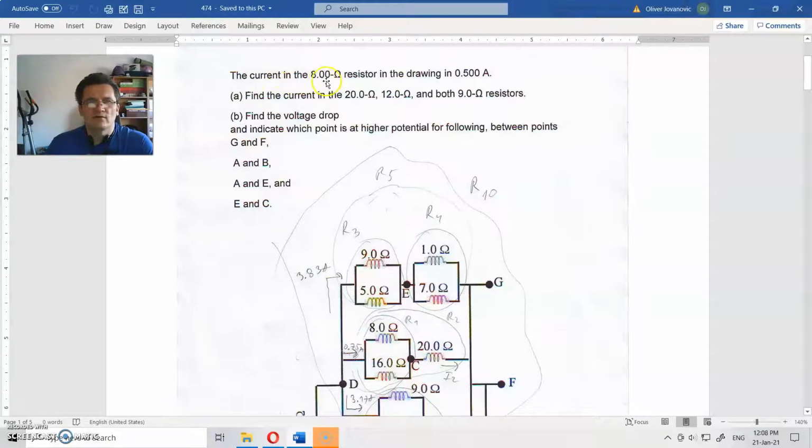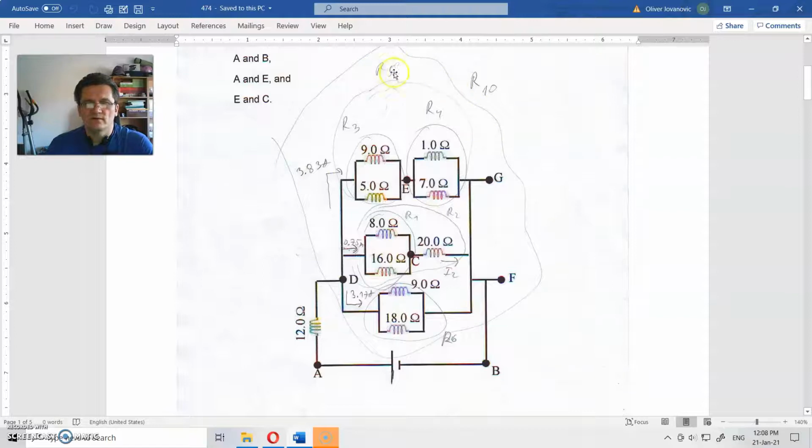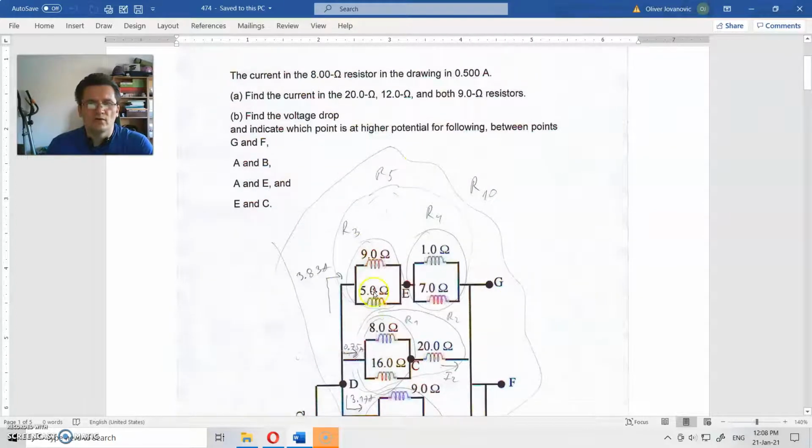Current in the 8 ohm resistor in the drawing is 0.5 amperes. So ignore for the time being this R10, R5, R1. That is all these things written by hand. Do not watch at this point. You just see that printed thing. So current through here is 0.5 amperes.